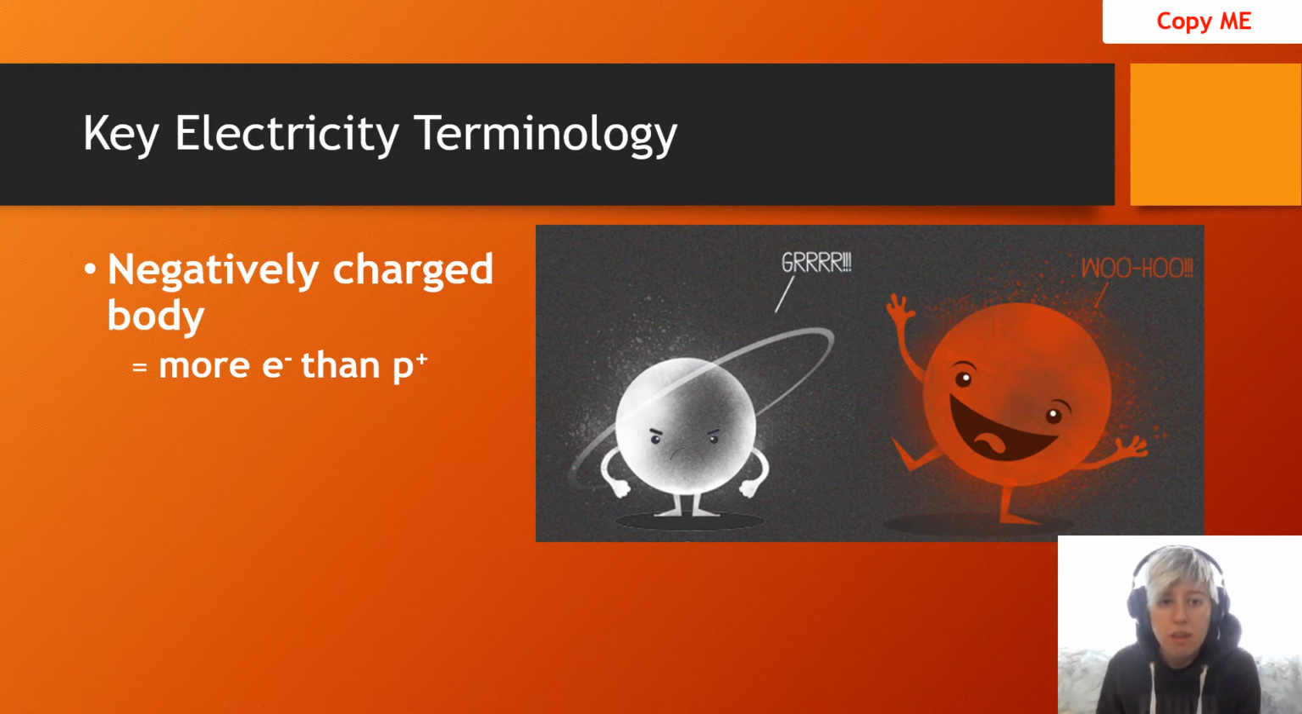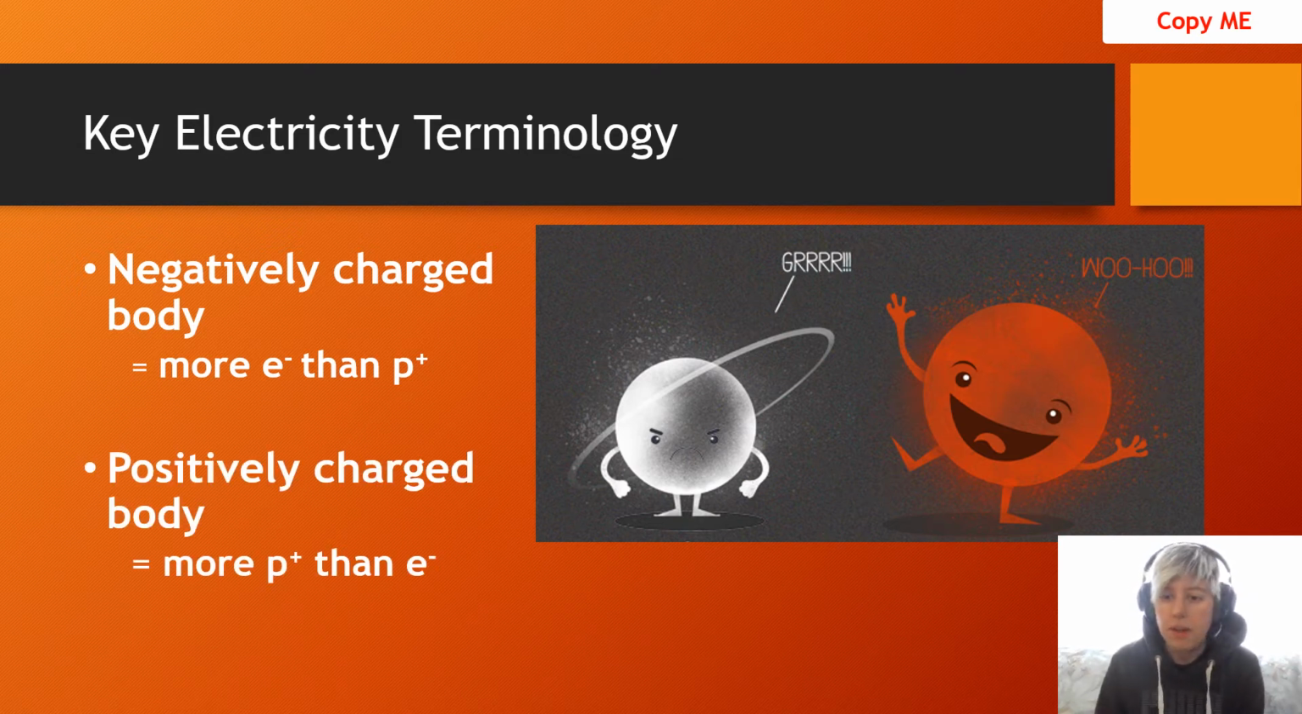charging process. A positively charged body will have more protons than electrons. And how this happens is because a positively charged body will lose electrons, and they will lose specifically the valence electrons. And if I am losing electrons, that means I have more protons than electrons, giving an overall positive charge.